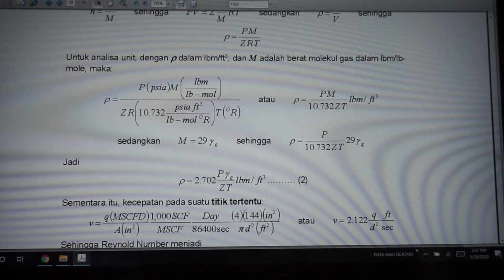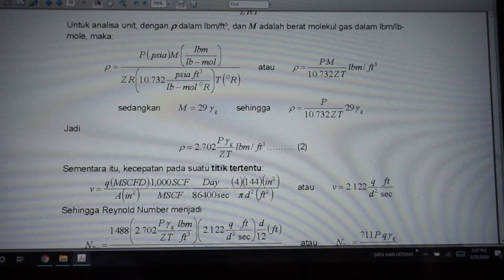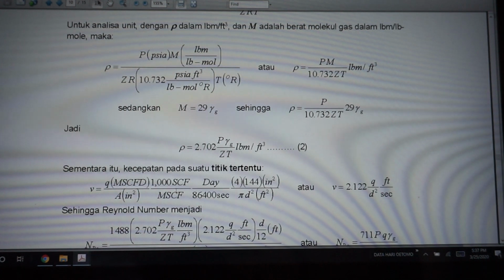And then we see the velocity. We want the velocity in feet per second. So this is the way we convert the unit. Velocity is q divided by area. Q we want in MSCFD, and we continue with everything else. So we end up with this number: q divided by pi d squared over 4, in feet per second.